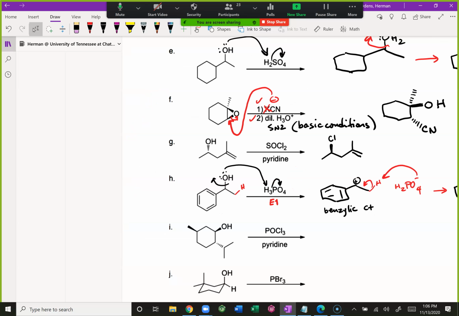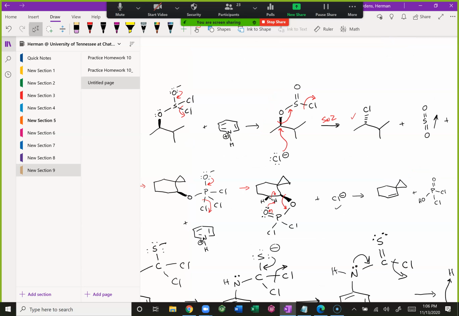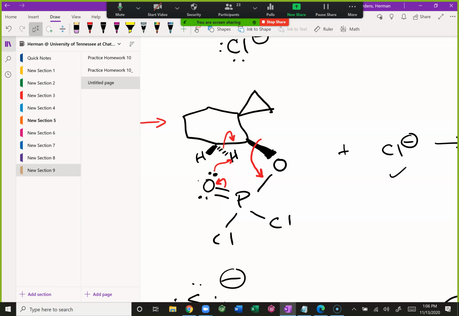I already went through the mechanism for that. Let's revise it, because on the mechanism for that, I think I had regular bonds here last time, but make sure that you notice that this is an anti-periplanar grab also. So it grabs the H that is opposite to this bond right here.